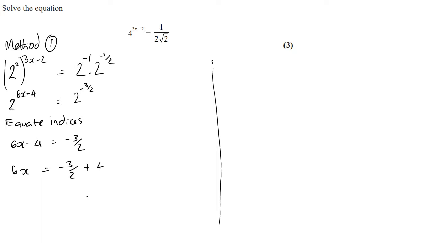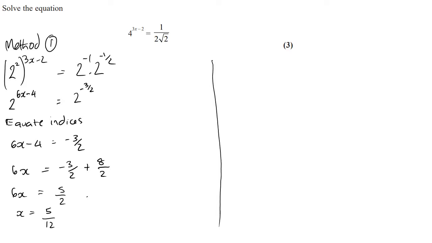In this case it's going to be plus 4. Actually, instead of plus 4, I'm going to write it as a fraction, so it's going to be 8 over 2, so that we have 6x is equal to 5 over 2, and x equals 5 over 12. That would be my first way of doing it.